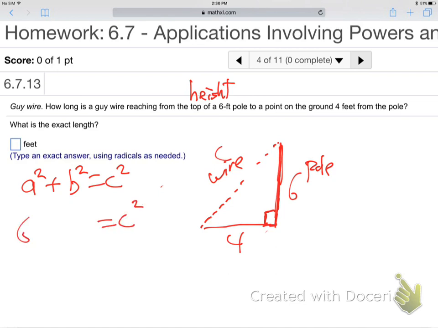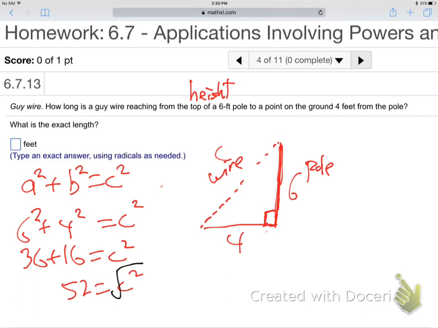So the a and the b, either order doesn't matter. 6 squared plus 4 squared, or 4 squared plus 6 squared. So 36 plus 16 is c squared. 46, 52. c squared is 52. And then they want you to root it.